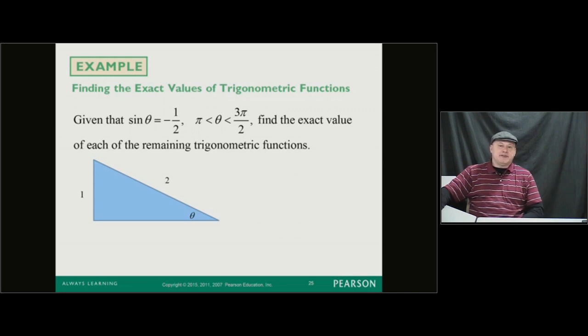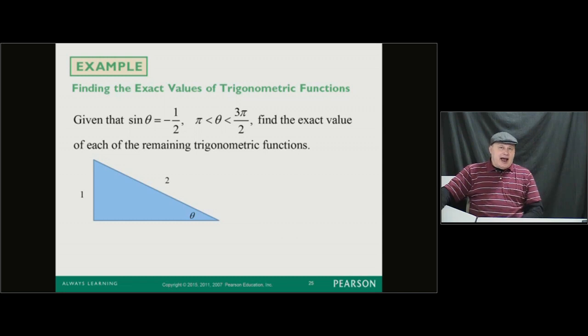So the values of the trig functions will be associated with that. If you're in the third quadrant, only the tangent and the cotangent will be positive. All the remaining 4 trig functions will be negative. That's why sine of theta was negative 1/2 in this example, because theta is in the third quadrant. So what we want to do is find the exact values of the remaining trig functions.